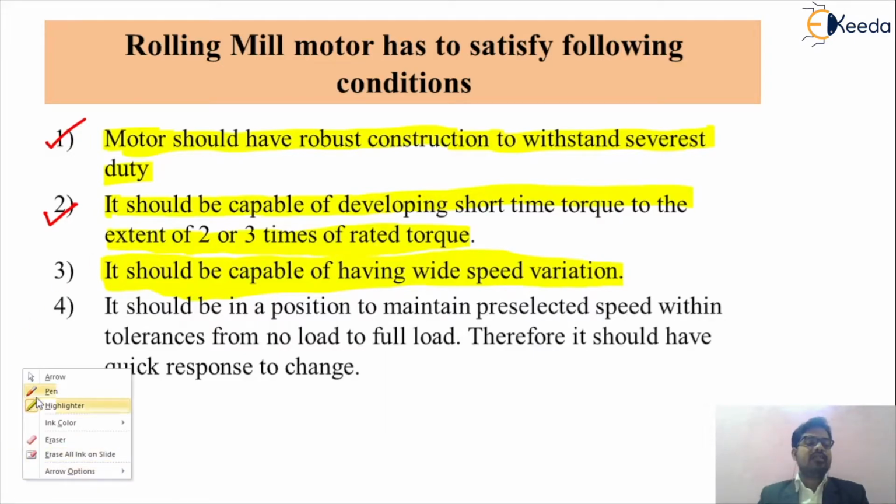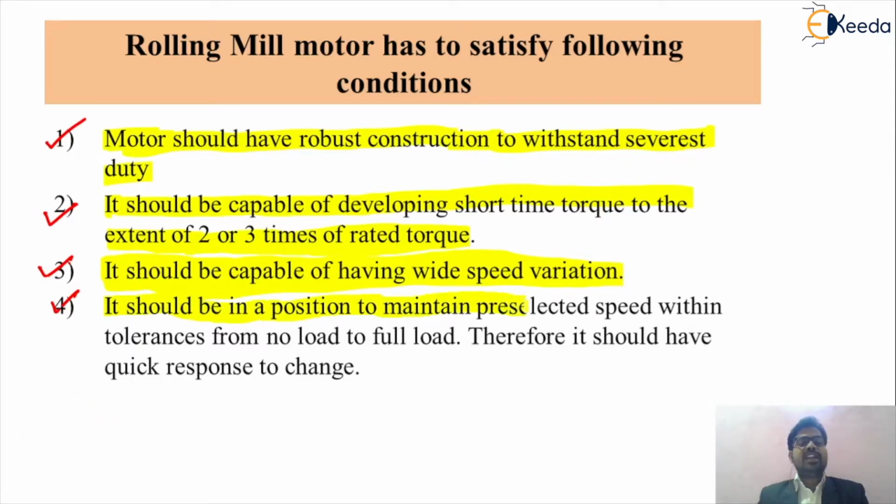And after the third requirement, now we are moving towards the fourth requirement. So what do we mean by the fourth requirement? It is very important. The motor should be in a position to maintain a selected speed within tolerance from no load to full load. Therefore, it should have a quick response to change. Obviously, while selecting a motor for the steel rolling mill, this motor will change its speed from the no load speed to the full load speed, and quick response is very important while selecting a motor for this process.